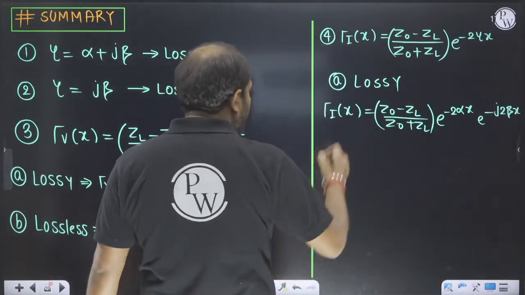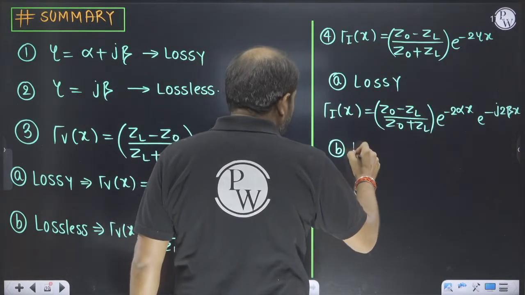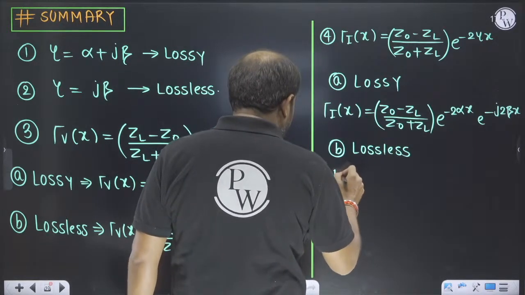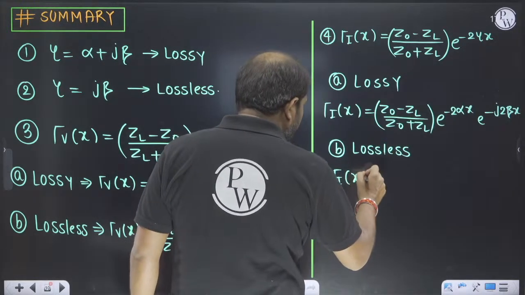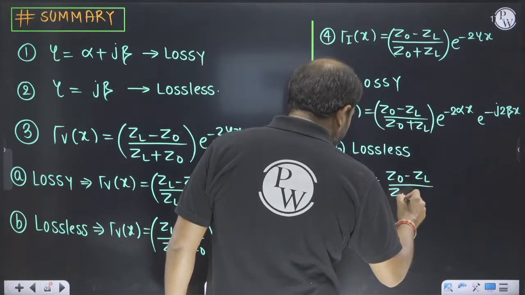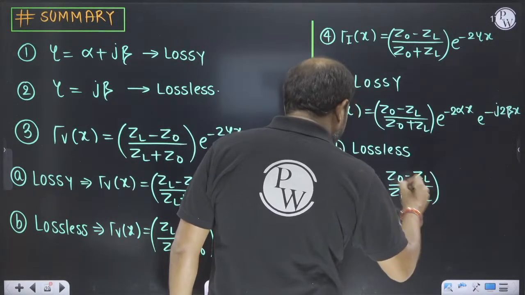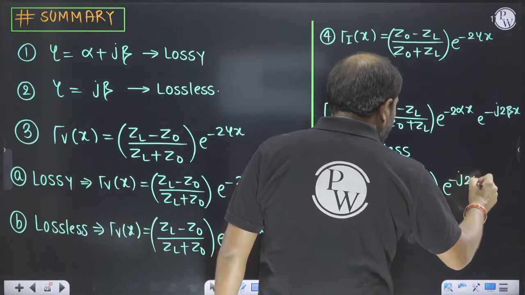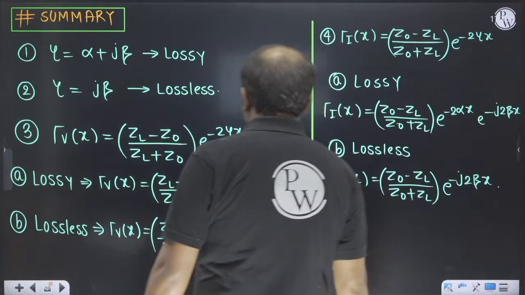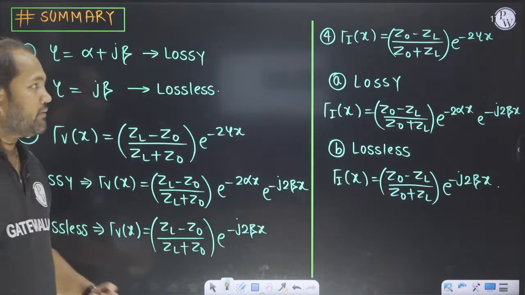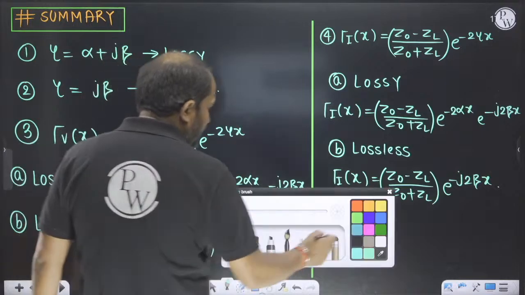And in case of lossless transmission line, alpha will be 0, so gamma ix will be written as (z0 minus zl) divided by (z0 plus zl) and e to the power minus j 2 beta x. So this is the formula for gamma ix and gamma vx. After that we can understand the fifth point.